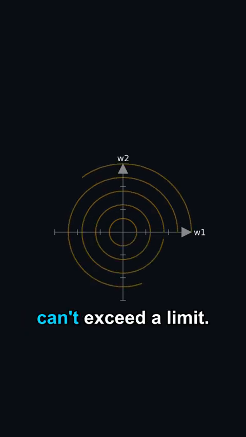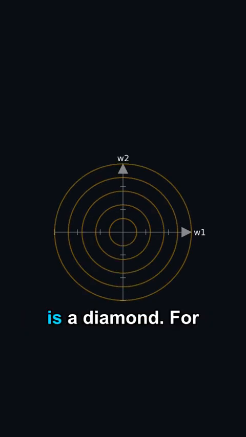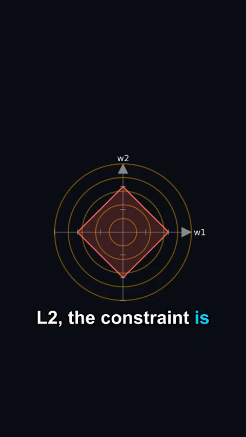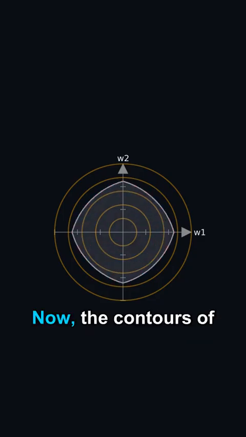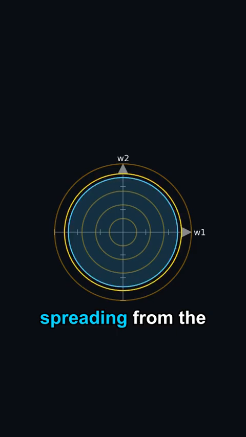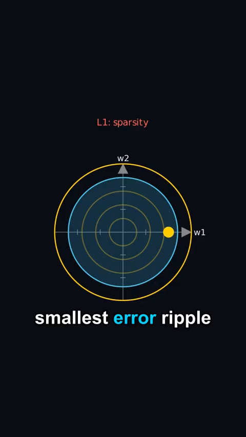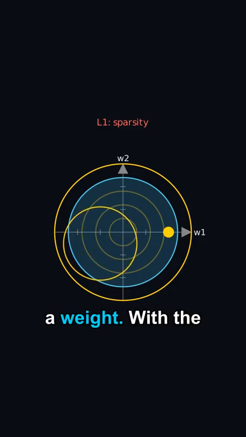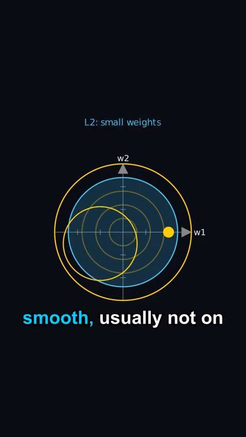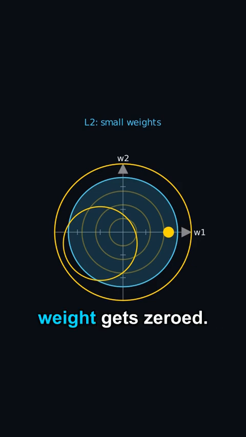And here's the real click. Imagine you set a hard budget on the total weight, say, the sum of absolute values can't exceed a limit. That feasible region is a diamond. For L2, the constraint is on the sum of squares, a circle. Now, the contours of your training error are like ripples spreading from the center. The regularized solution is exactly where the smallest error ripple just touches the boundary. With the diamond, the first kiss happens at a sharp corner, right on an axis. It kills a weight. With the circle, the touch is smooth, usually not on an axis, so no weight gets zeroed. The geometry decides everything.